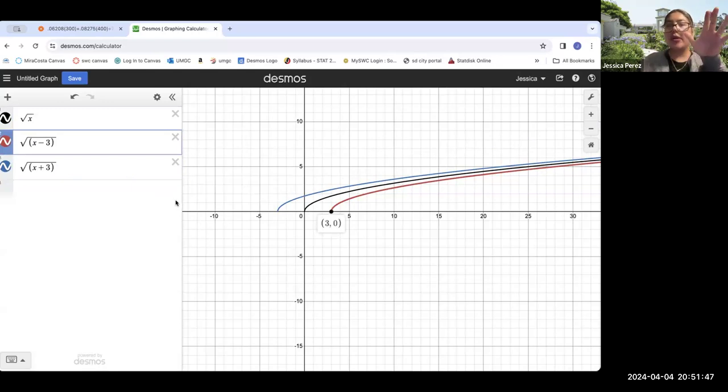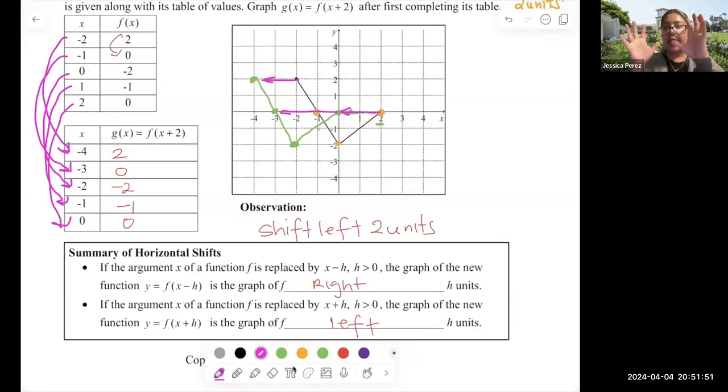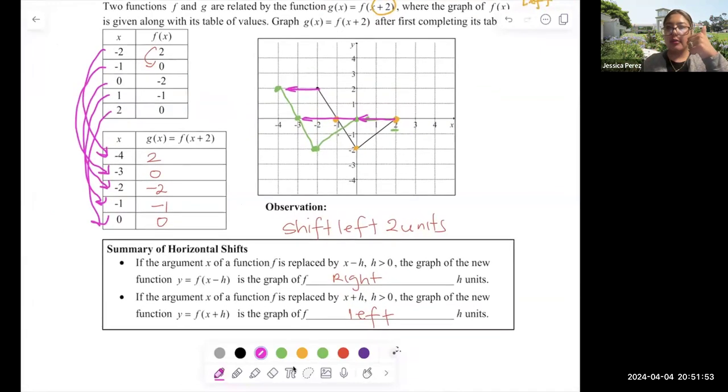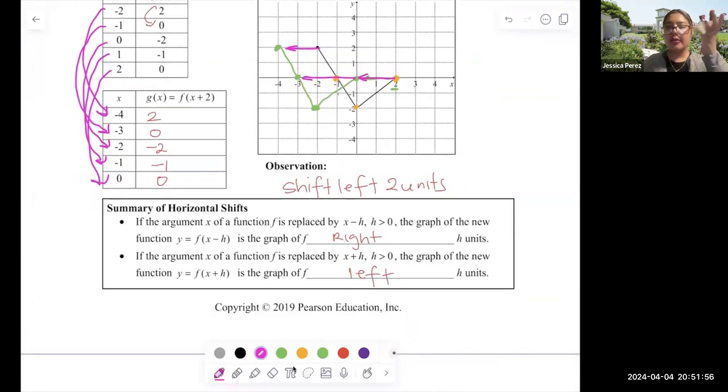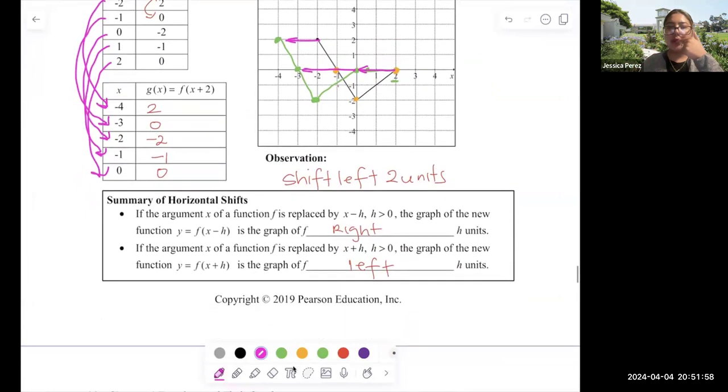How do you guys feel about horizontal and vertical shifts so far, whether it's on the inside or the outside? Are you guys okay with that? How do you guys feel? Yeah, that's good.